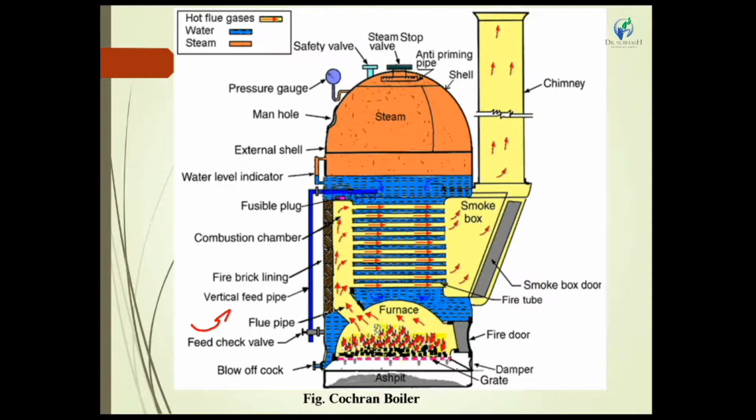Vertical feed pipe means it gives the natural circulation of the water. Fire brick lining means the higher or strongest brick wall which does not transfer heat from inside to outside of the boiler.